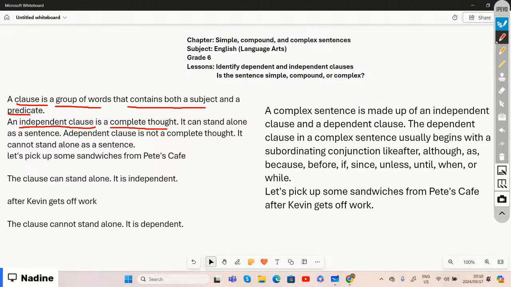And then we have a dependent clause, right? A dependent clause cannot stand on its own as a sentence. It cannot stand alone as a sentence. It needs an independent clause in order to complete that sentence. And we say that a dependent clause is not a complete thought.